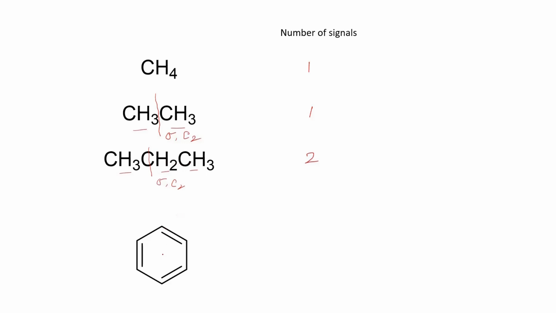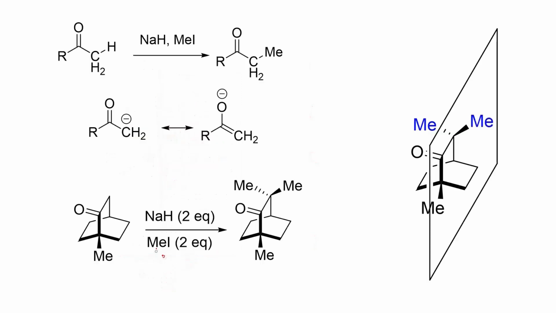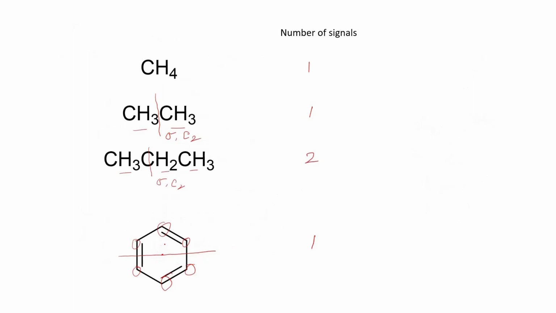And in the case of benzene, we will get only one peak. Suppose one sigma plane is there; due to that, these two carbons, these two carbons, and these two carbons become equivalent. And if we take one C6 axis like this and rotate this molecule, we will see that there is one C6 axis. Due to that also, these six carbons are equivalent. That's why we get only one peak.